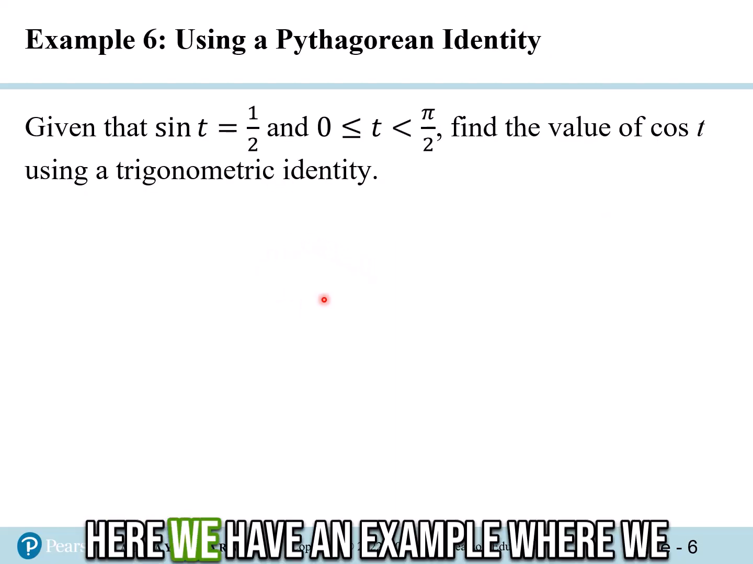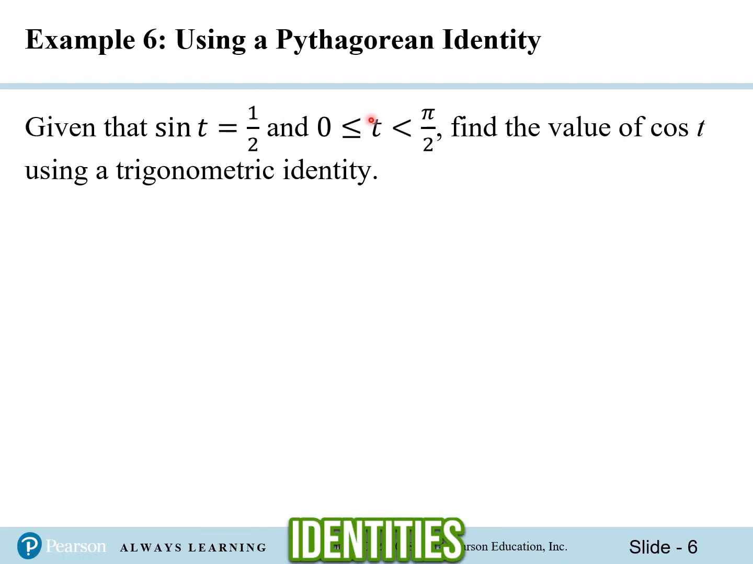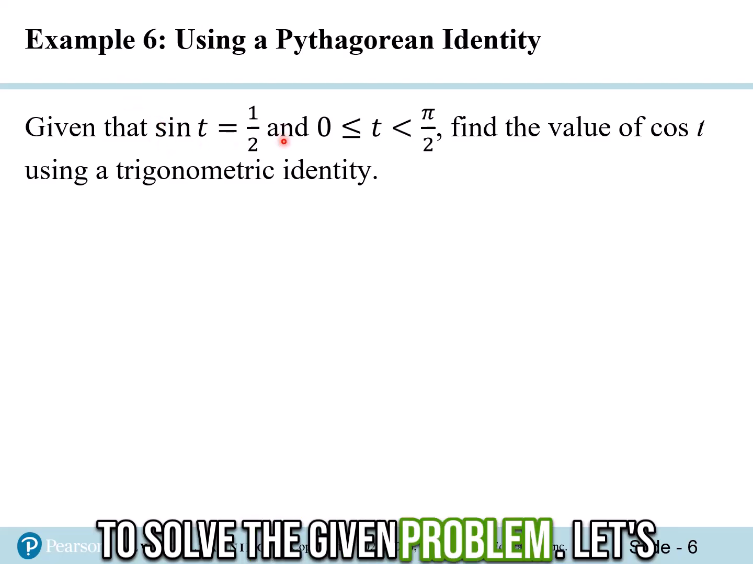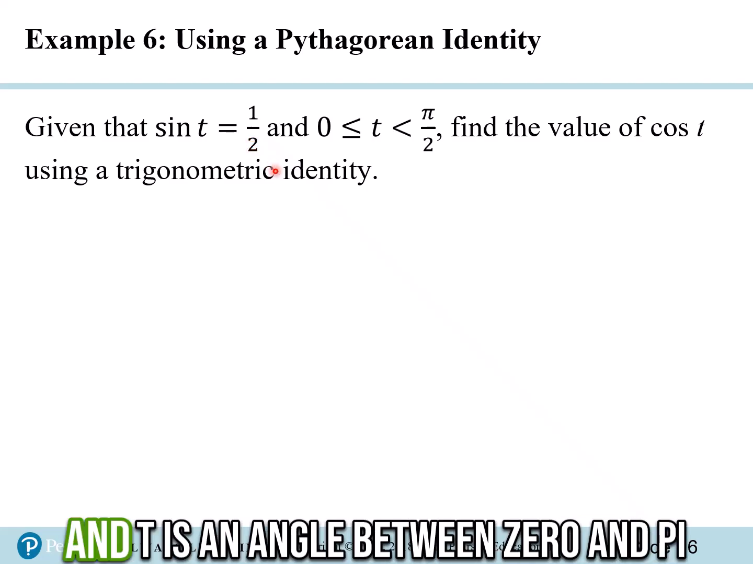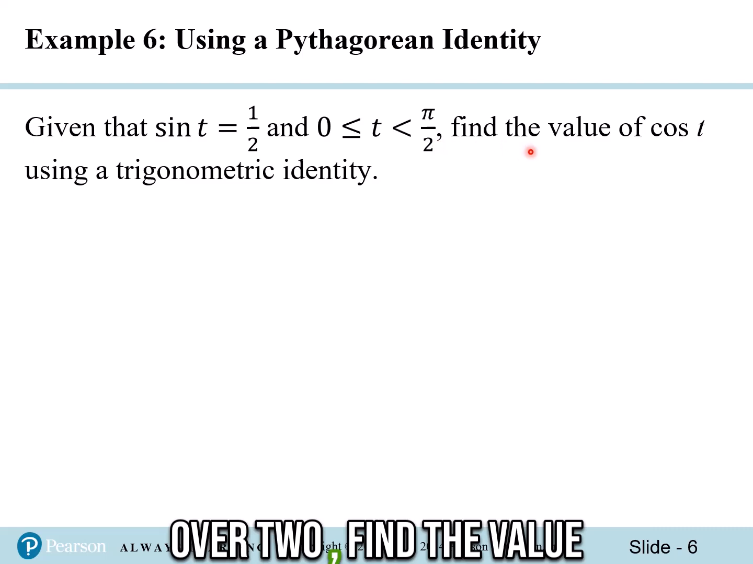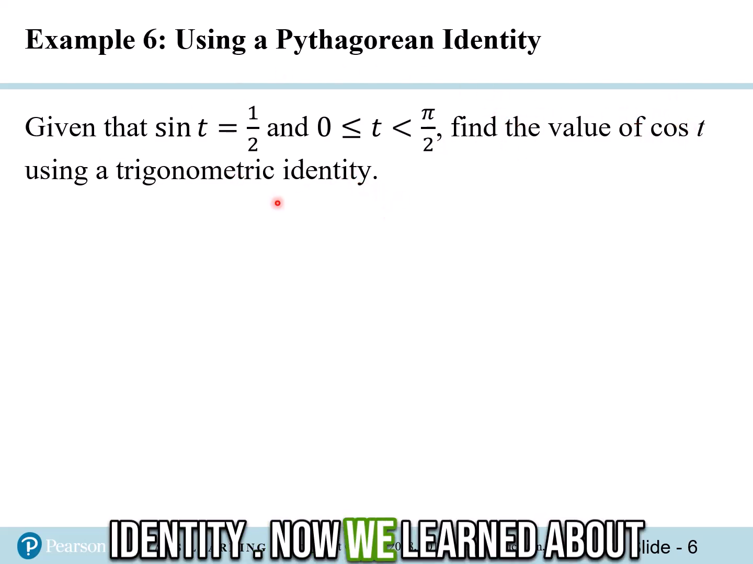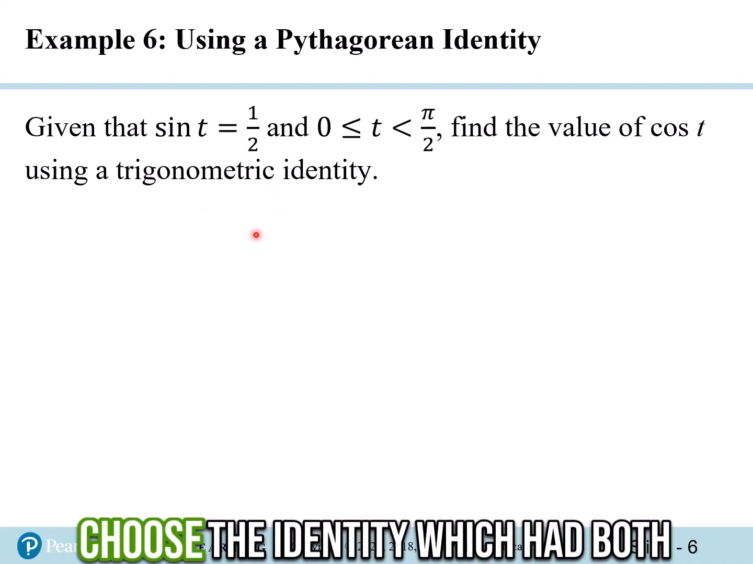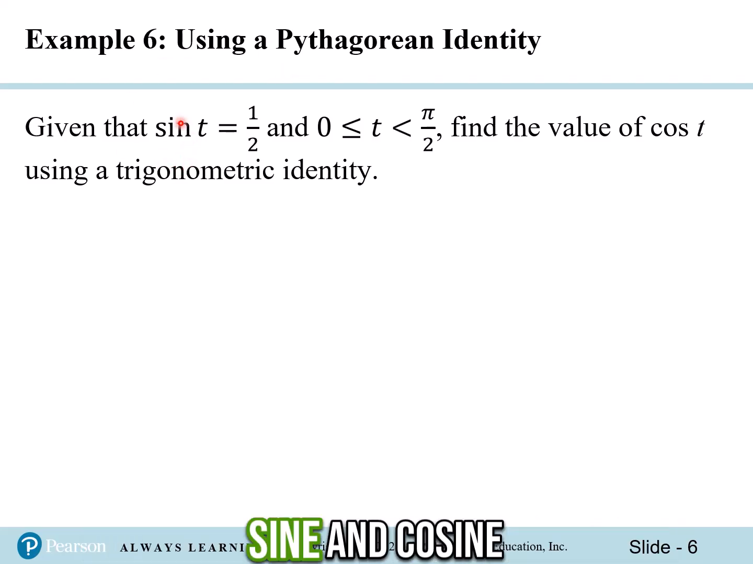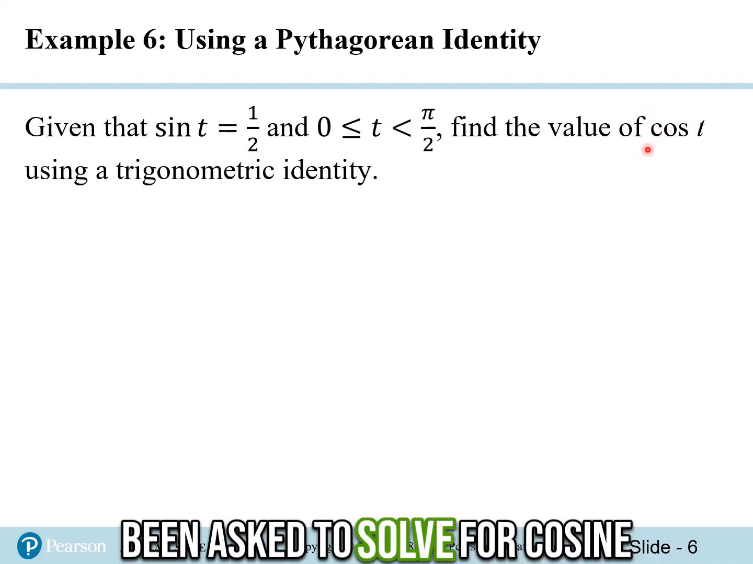All right. Here we have an example where we will be applying one of the Pythagorean identities to solve the given problem. Let's read through the problem. It says, given that sine of t equals 1/2 and t is an angle between 0 and pi over 2, find the value of cos t using a trigonometric identity. Now we learnt about 3 Pythagorean identities. However, we have to choose the identity which had both sine and cosine in its equation, because here we've been asked to solve for cosine.